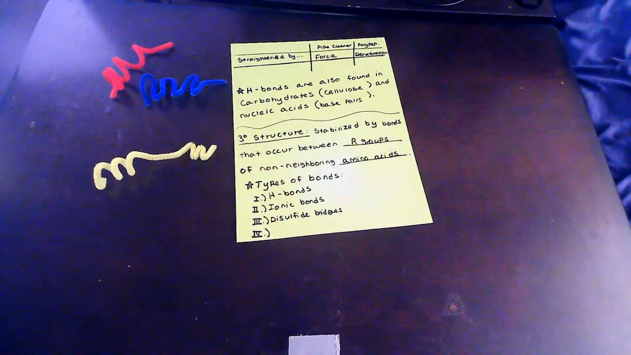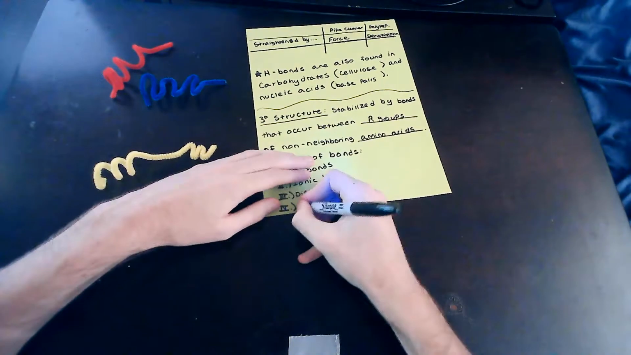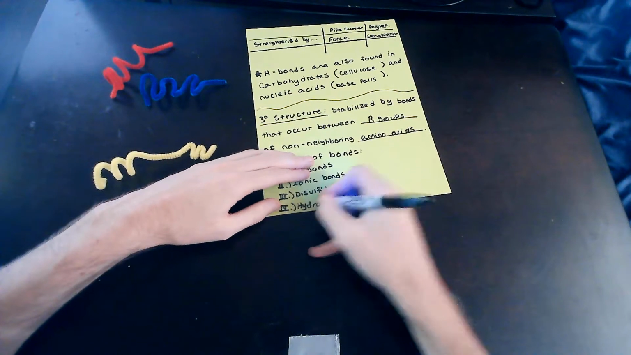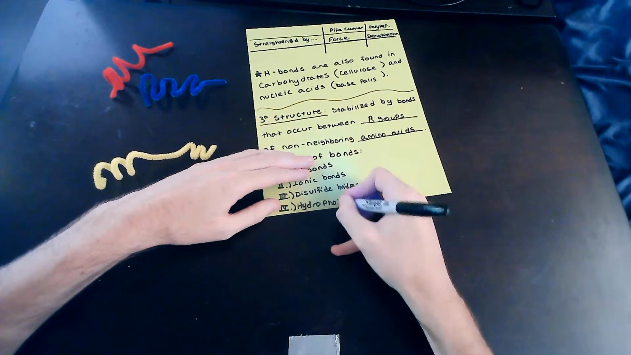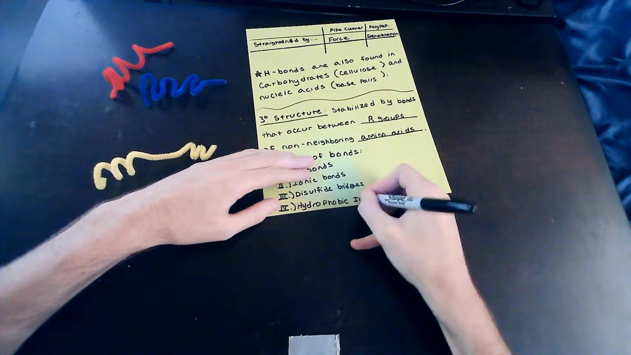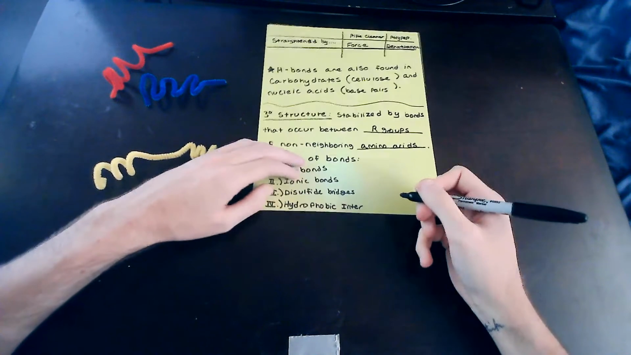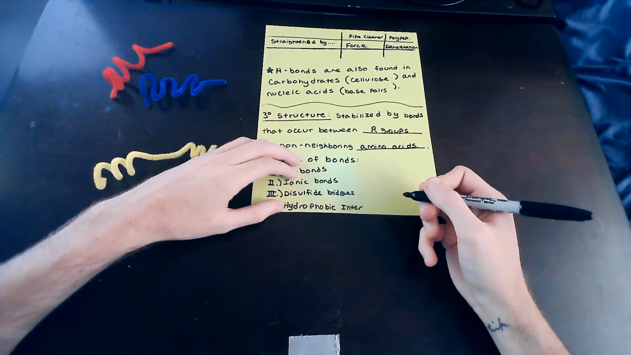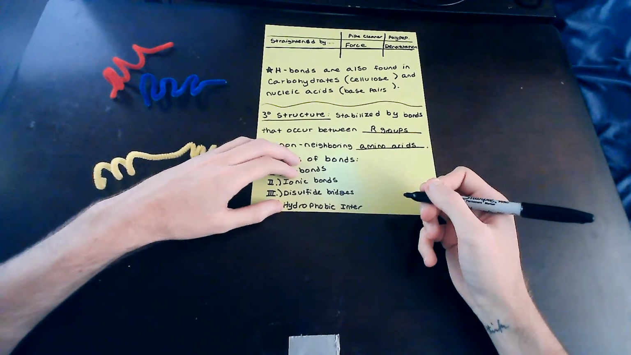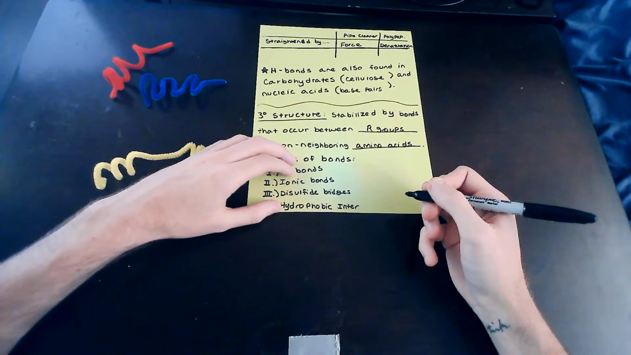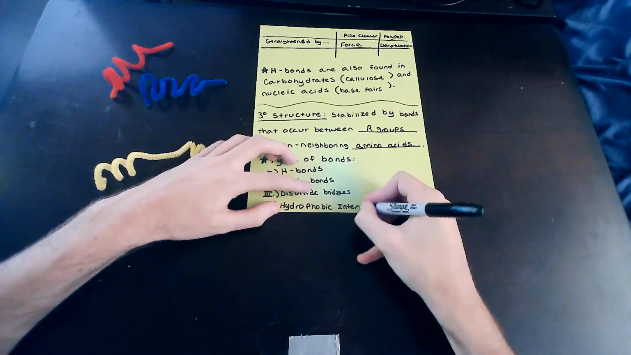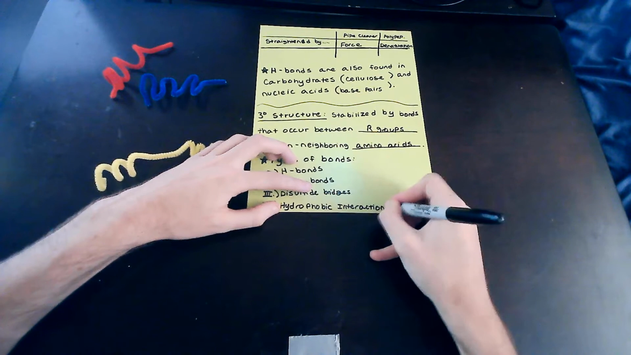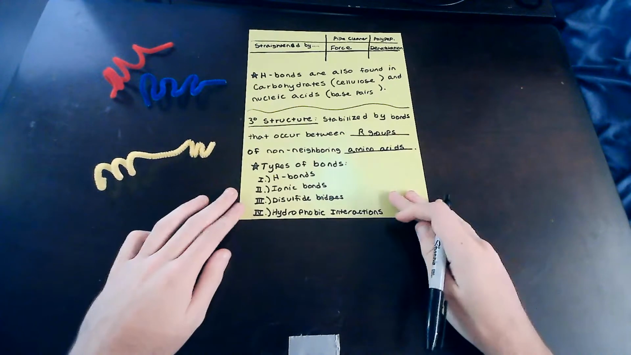And we also have hydrophobic interactions, which aren't necessarily bonds, but more so parts of the protein that don't want to interact with water will instead just interact with each other. The oily amino acids will interact with other oily amino acids. Right.